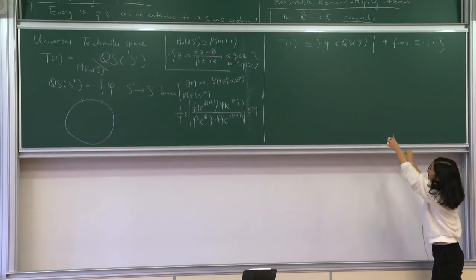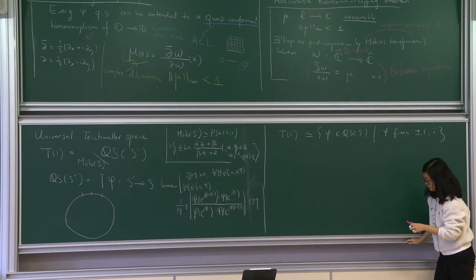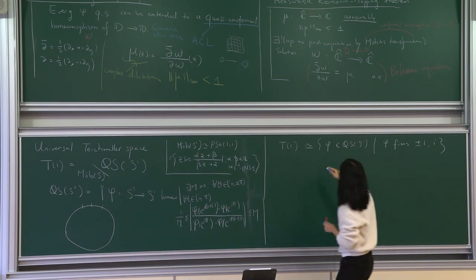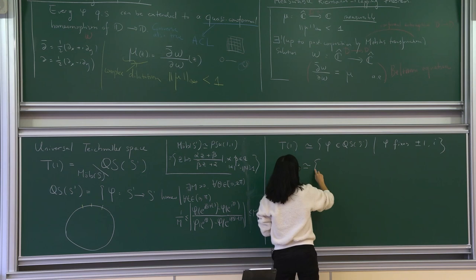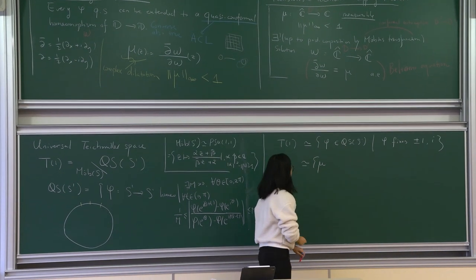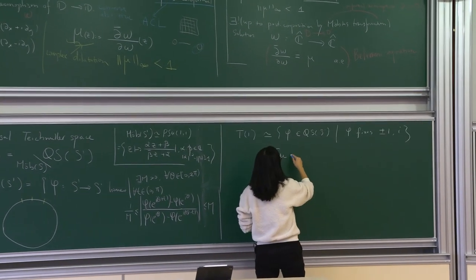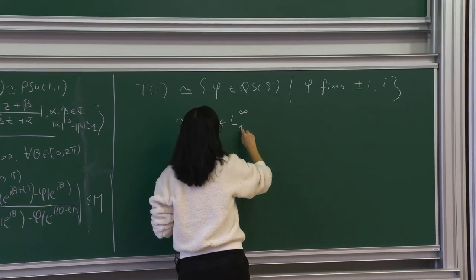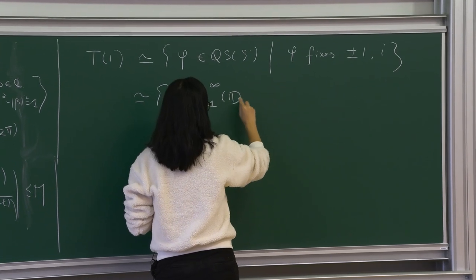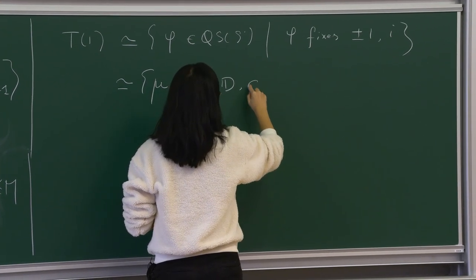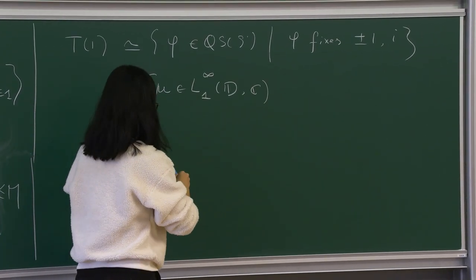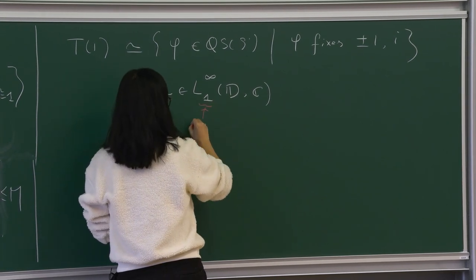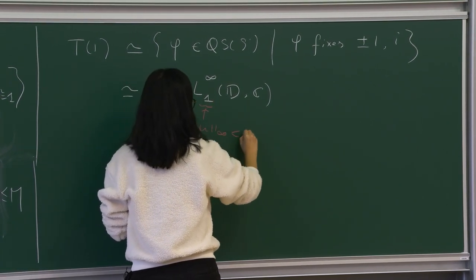Okay. So now we are going to write this T1 in another way, using the family of Beltrami coefficients, which would be L infinity 1 from D to C. So here, this one means that the norm of mu is less than 1.